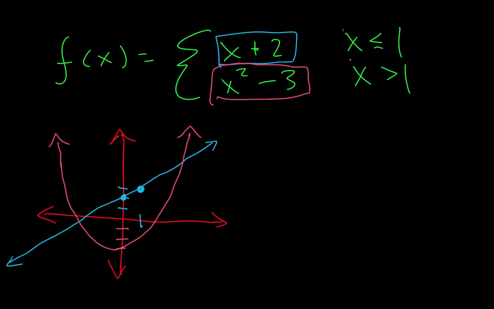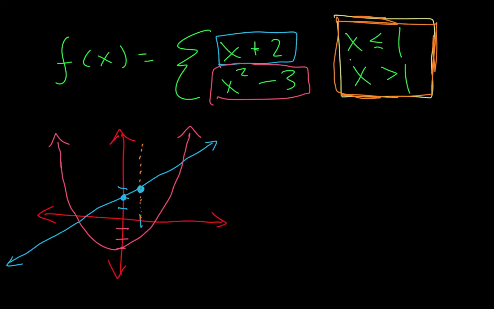Now we need to look at the domain restrictions for each piece. So I've got that in yellow. Let's see, let's do orange. Okay, and see how the transition point is at 1. One is less than or equal to 1 and one is greater than 1. And so our transition point is going to be x equals 1. That's where we switch from one to the other.